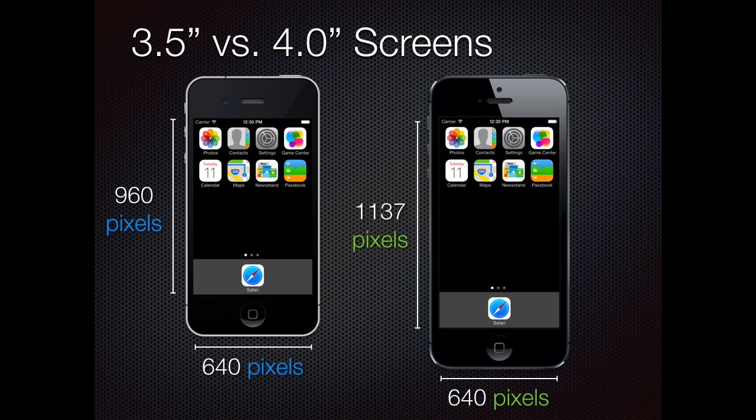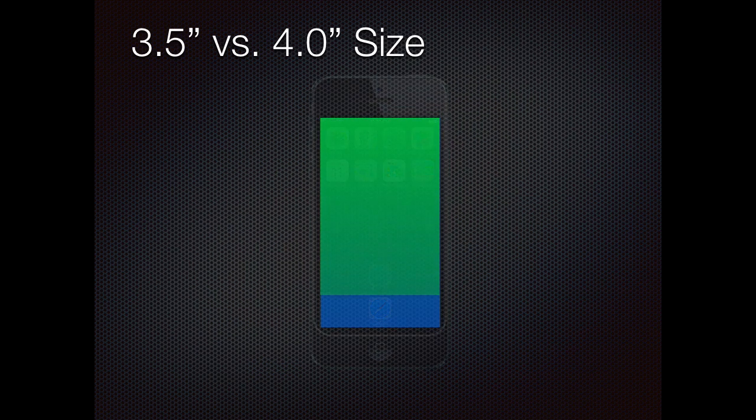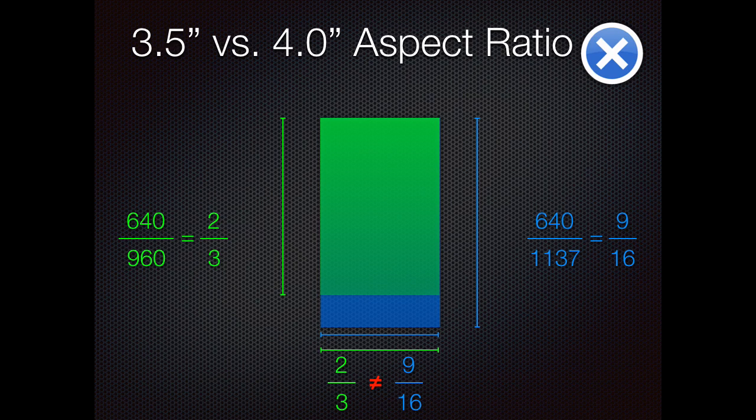They couldn't use 320 points by 640 points anymore because the screen changed in aspect ratio. It's no longer 2:3, it is now 9:16. So it actually became taller. It's 1,137 pixels, or 568 points. So the screen size stayed about the same, but the aspect ratio changed, and 2/3 is not the same as 9/16. And so you've got this extra space.